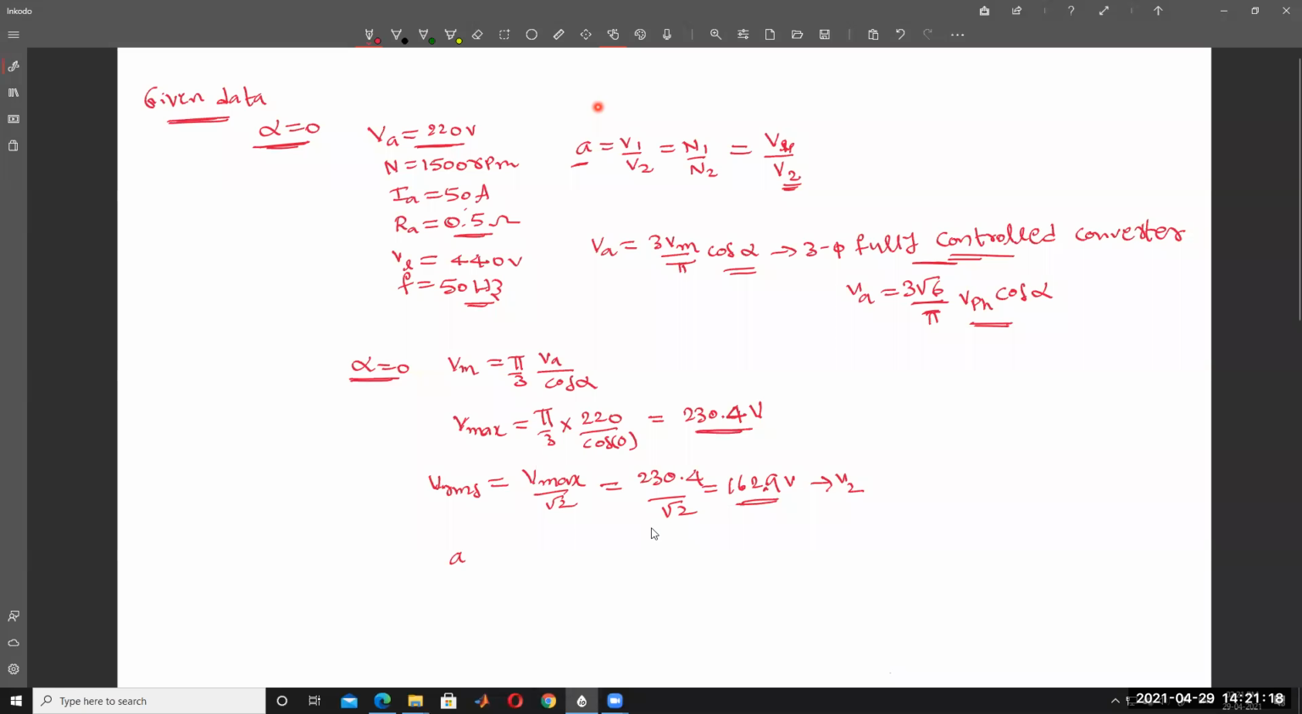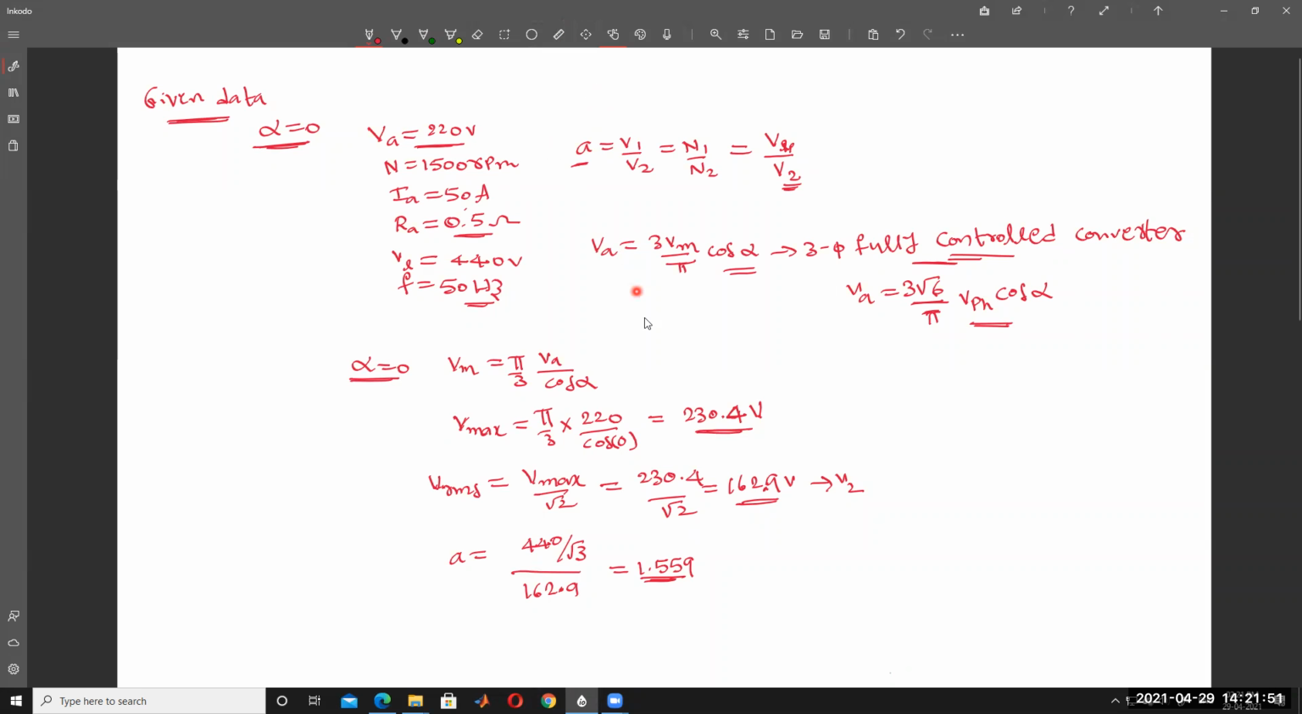Okay, the turns ratio a is equal to, here, the phase turns ratio: 440 volts divided by root 3, divided by 162.9. So that much. What is it? 1.559. I got this much, 1.559. This is called the turns ratio. Okay.